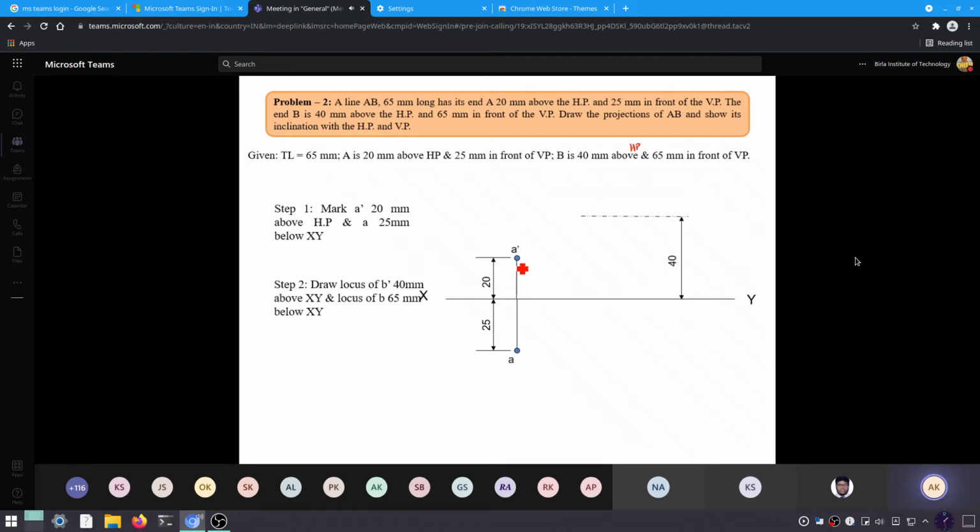Okay. Here it is not shown in this step, but you can make this locus and this locus. That will help you in construction. Now let's draw a locus. We don't know the theta value. So we know that the point B is 40 mm above HP, so we'll draw a line parallel to XY, which is 40 mm above HP.